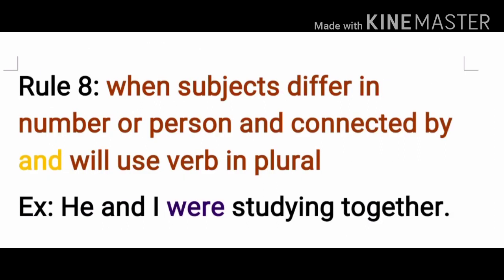Rule 8 says when subjects differ in number or person and are connected by and, we will use a verb in plural. When there are two subjects connected by the conjunction and, and they differ in number, for example, he and I were studying together. He is third person singular and I is first person singular, so they are different in person here. So we will use a plural verb. He and I were. We are using a plural verb.